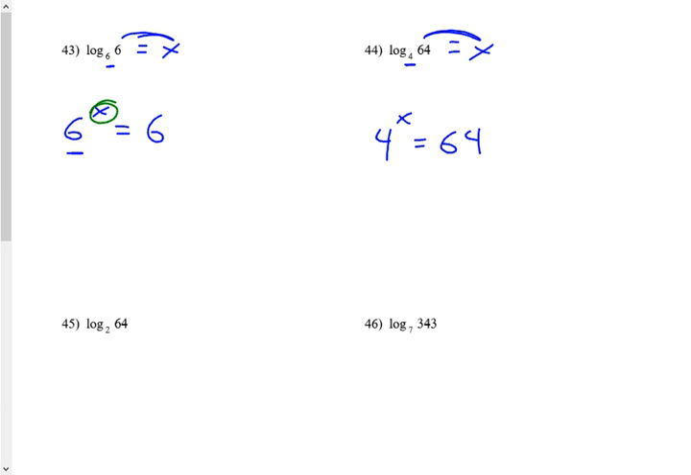What power do I have to take 6 to in order to get 6? Well, it turns out that 6 to the first power is 6. In 44, 4 to the what power would give me 64? Well, it would be 4 times 4 is 16, times 4 is my 64. So you can see I'm simply figuring out what power do I take these to, and that's what a log's asking. Log, what power can I raise the base to get this number? We're just rewriting it so it's a little simpler to see.